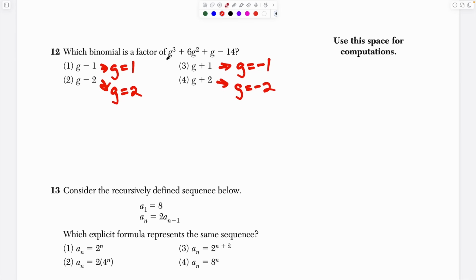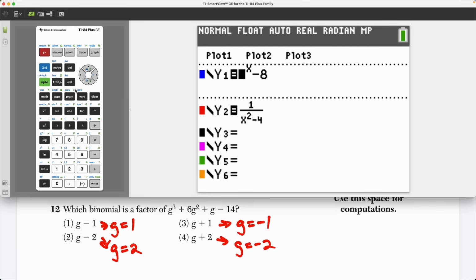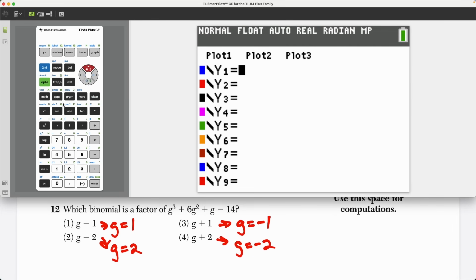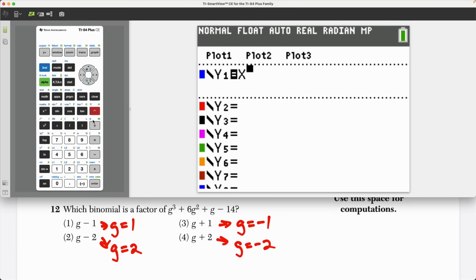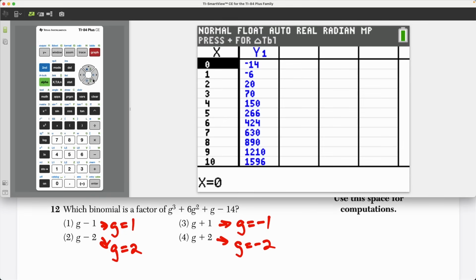So now we could just write this in the calculator. So we go back to the y equals here, and I'll just clear out what we had before. And we could just write in, so I'm going to write x to the third instead of g to the third. So we have x to the third, and then plus 6x squared. And then we have plus x, and then minus 14. And we press second graph here and go to the table.